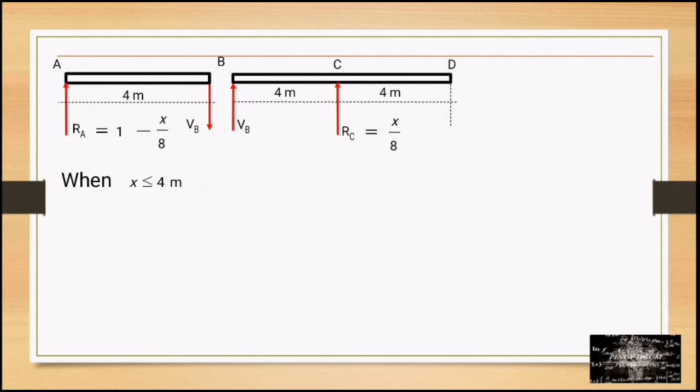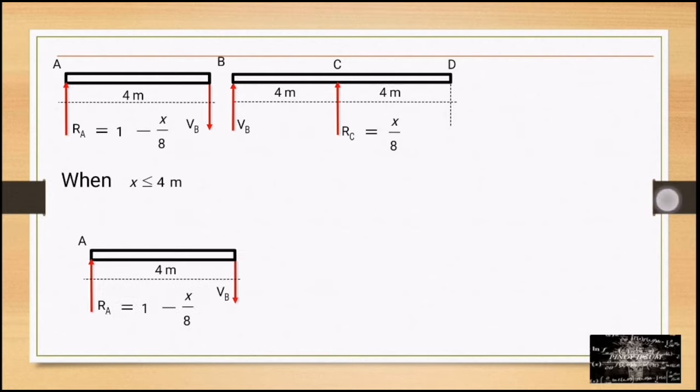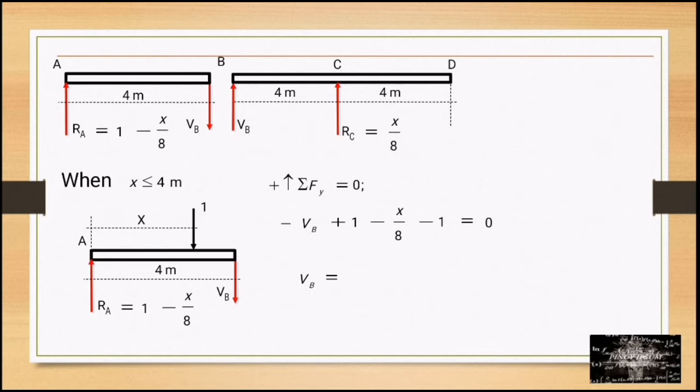So, when x is less than or equal to 4 meters, using summation of forces along y equal to 0, negative VB plus 1 minus x over 8 minus 1 is equal to 0. So VB is equal to negative x over 8. This is the formula when x is less than or equal to 4 meters.